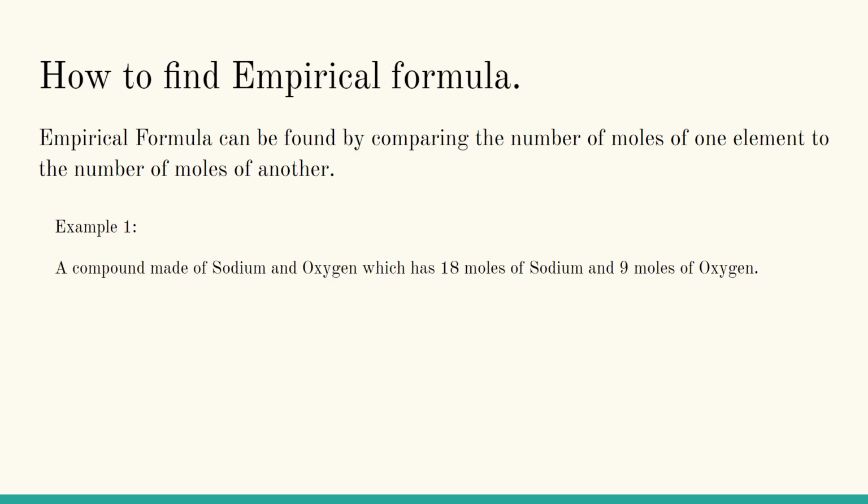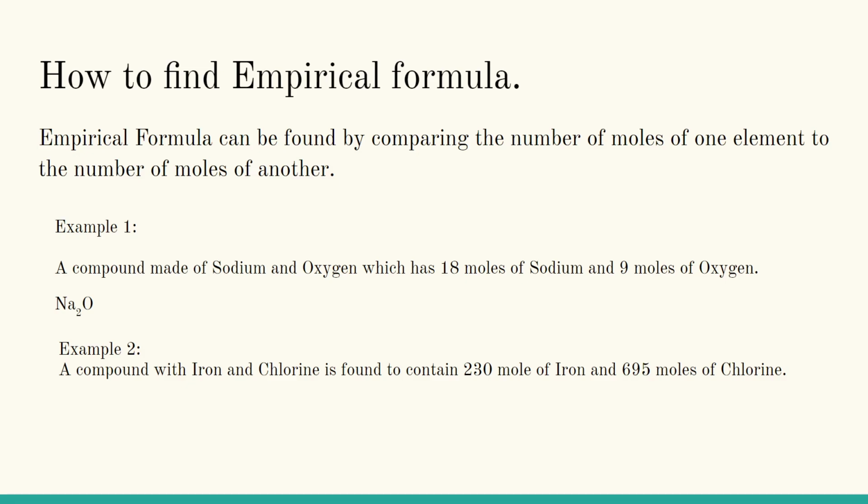So as an example, we can say that we have a compound that is made of sodium and oxygen, and it has 18 moles of sodium and 9 moles of oxygen. So we've done our experiment, and we find this many moles of each of our chemicals. We can compare those and get them to the lowest common denominator. We can see that since we have twice as many moles of sodium as we do oxygen, we should have a ratio of 2 to 1. And in this case, this would be sodium oxide.